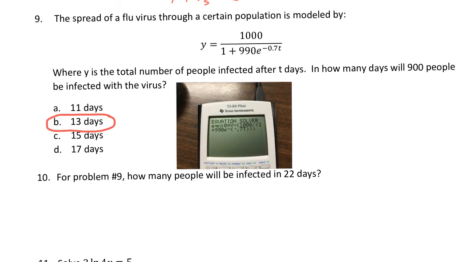Okay? And then problem number 10 says for problem number 9, how many people will be infected in 22 days? We'll make t 22 and then alpha solve for the number of people, and that's right at about 1,000.